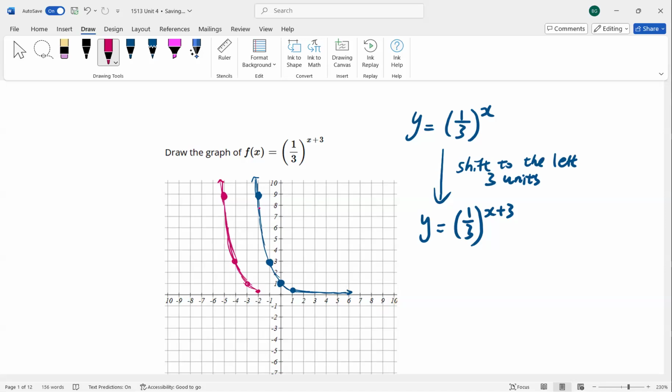The horizontal asymptote is the same thing, okay? The horizontal asymptote is still the x-axis. So that's the curve. Shifted to the left, the red curve is the function. It represents the function that is given.